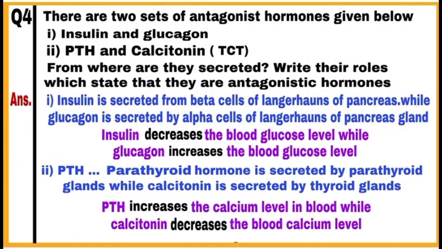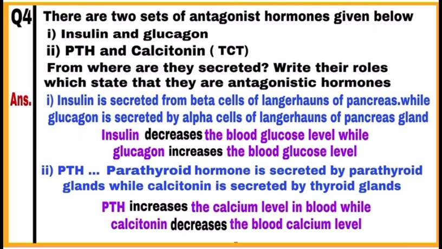Question number 4. There are two sets of antagonistic hormones given below. One is insulin and glucagon and second is PTH, parathyroid hormone, and calcitonin or TCT, thyrocalcitonin. From where are they secreted? And write their roles which state that they are antagonistic hormones.